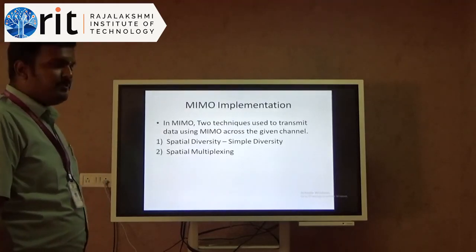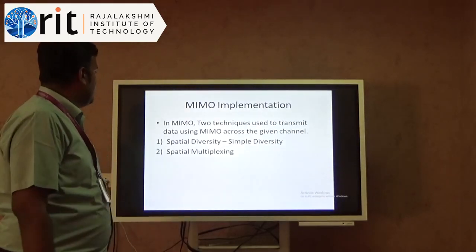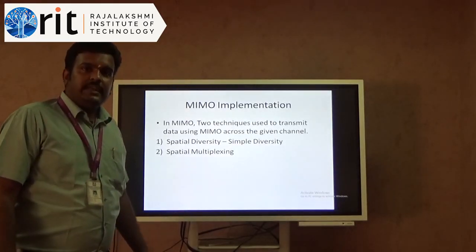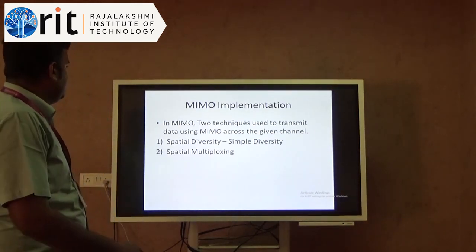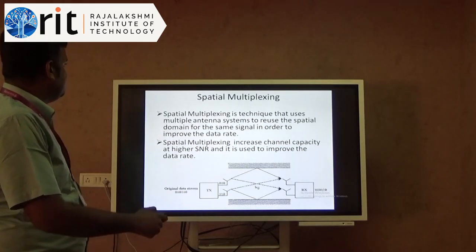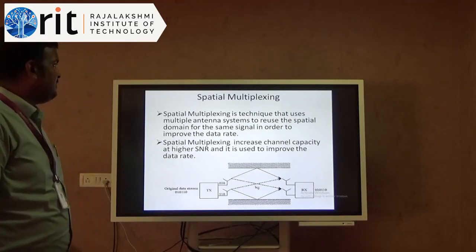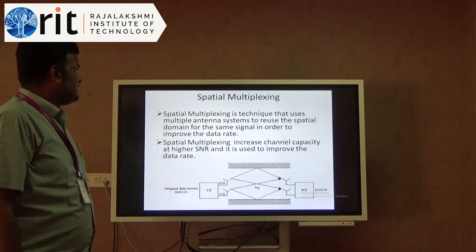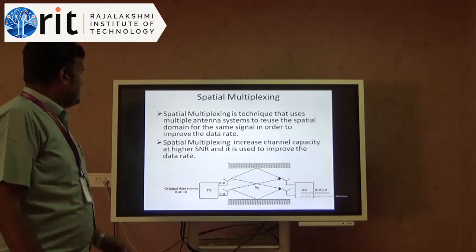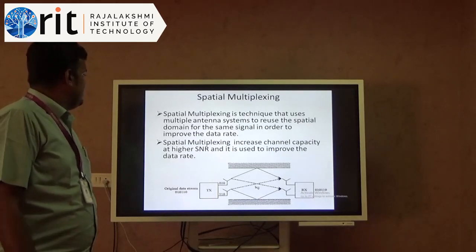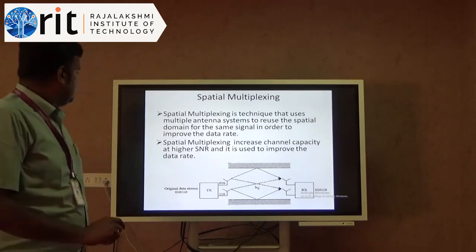Now, implementation of MIMO or multiple antenna techniques. Multiple antenna techniques can be implemented either as a diversity system or as a multiplexing system in the spatial domain. First we discuss the spatial multiplexing system. Spatial multiplexing is a technique that uses multiple antenna systems to reuse the spatial domain for the same signal in order to improve the data rate. In case of spatial multiplexing, it improves the channel rate and channel capacity at a higher SNR, and it is used to increase the data rate.